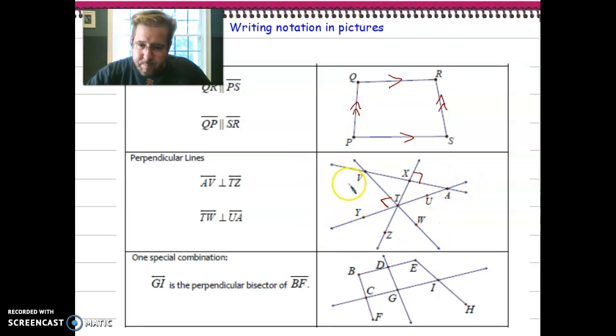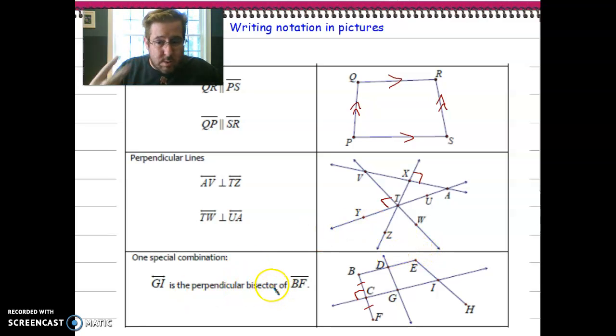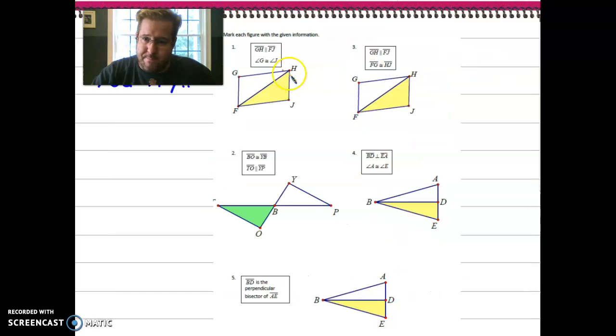That's correct. Okay. One special combination, GI, line GI is the perpendicular bisector of segment BF. Here's segment BF, here's GI, and perpendicular bisector. Okay, so there's perpendicular. Now, bisector means splits in half. Splits BF in half means that this and this must be the same. So notice that this set of directions actually told us 2 things. It told us that they're perpendicular, and it told us that those 2 sides of the segment are the same because it's a bisector. It splits it in half.